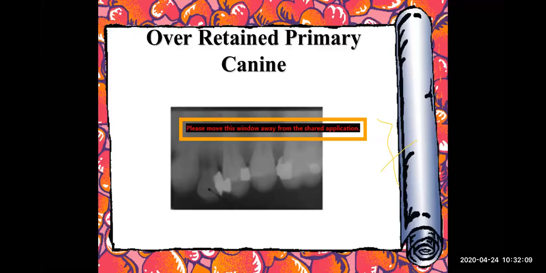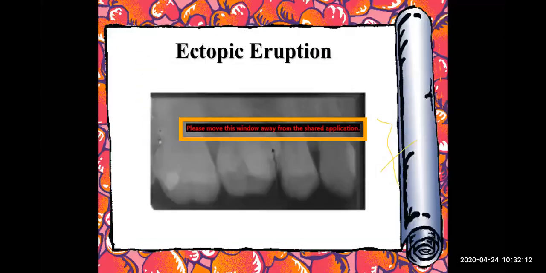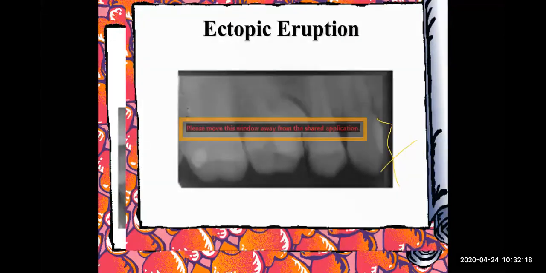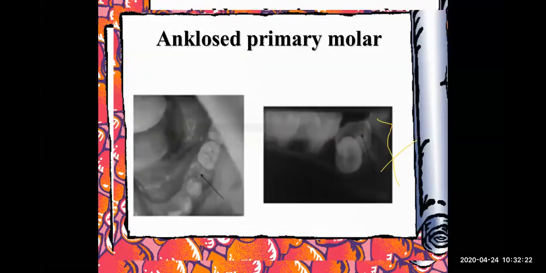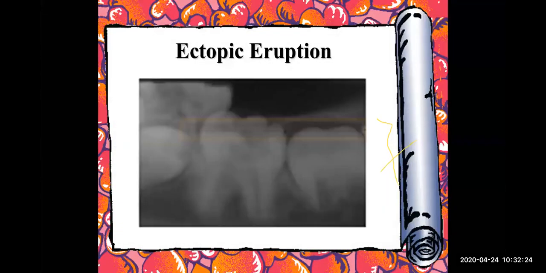Ectopic eruption, lots of cases are there in the department. You know what is ectopic eruption, all of you? The tooth erupts away from the original position. The most commonly affected tooth for ectopic eruption is your canines.